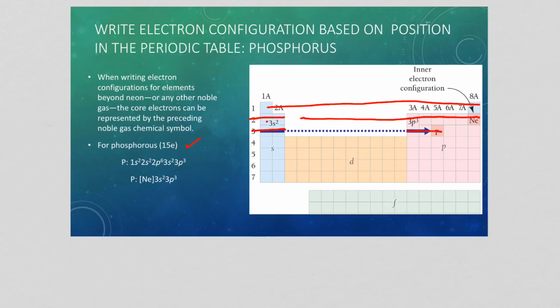Now, a couple things to keep in mind here is that we can do any element that we want to on this. And if we use the periodic table to follow us, it'll also help us. So let's say we wanted to do bromine, right? So bromine is right here.